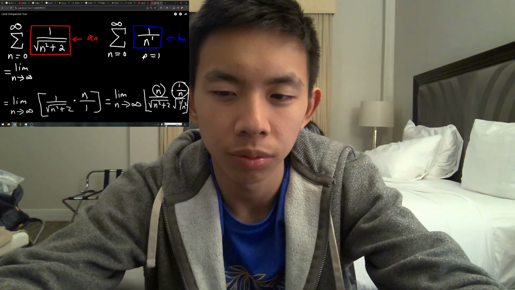And so this is going to be the limit as n approaches infinity, and then n times 1 over n, that's going to be equal to 1. And then if we multiply the things inside of the square root, 1 over n squared times n squared, that's going to be 1. And then 1 over n squared times 2, inside the radical is going to be 2 over n squared.